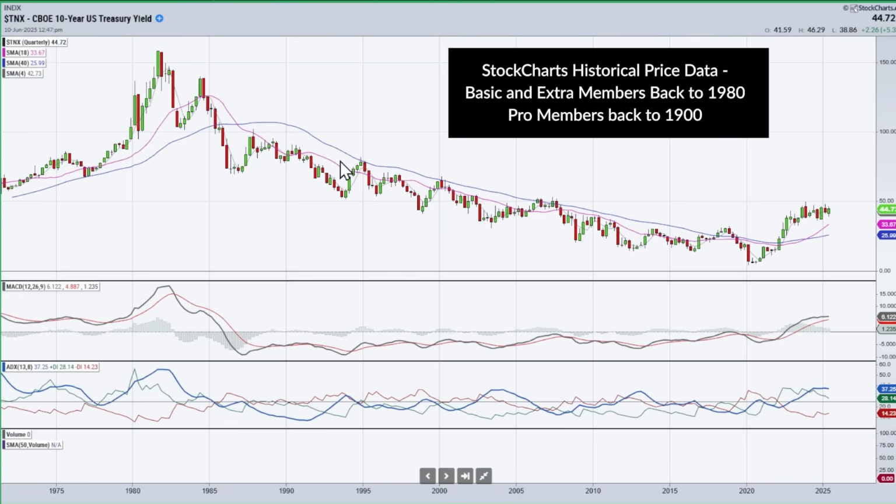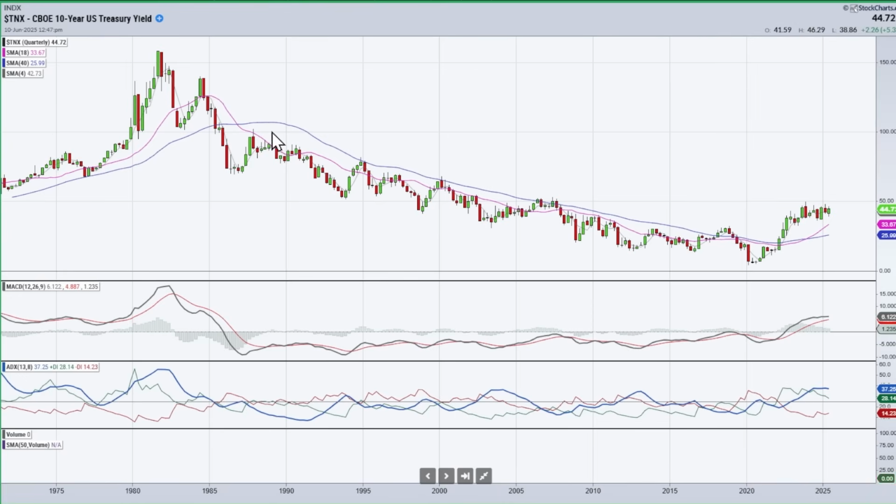So we've got lower highs and lower lows. It's working its way down. The 18 quarter line has been below the 40 quarter line, both simple moving averages, since 1985. All right, maybe 86. And they stayed below until, well, actually it was last year. We turned back to the upside.